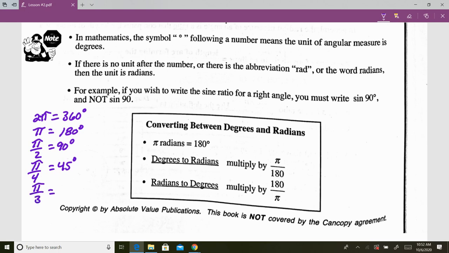It's pi over 3. 60 degrees, because pi is 180, so it's pi divided by 3, so 180 divided by 3 is 60.